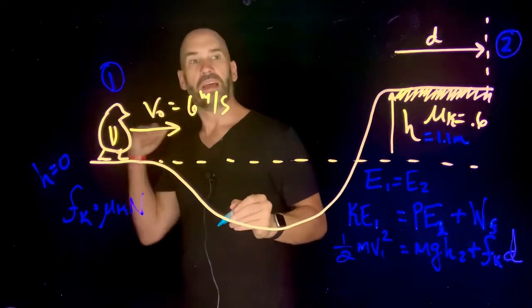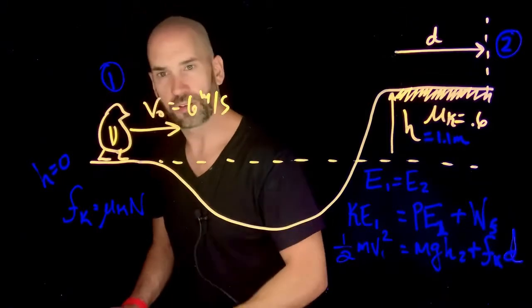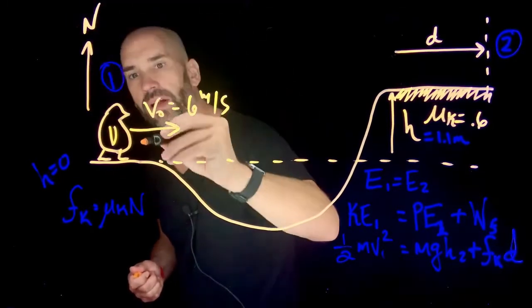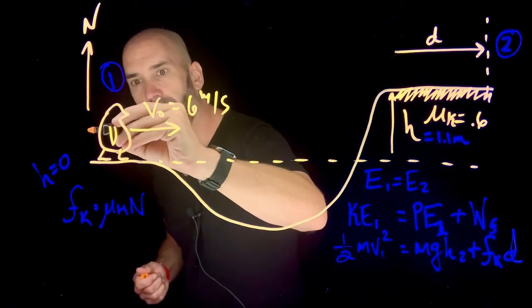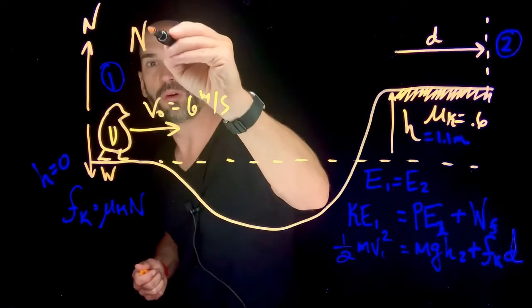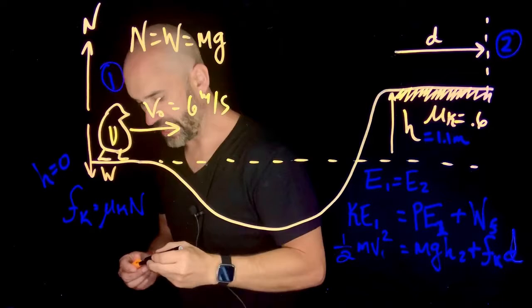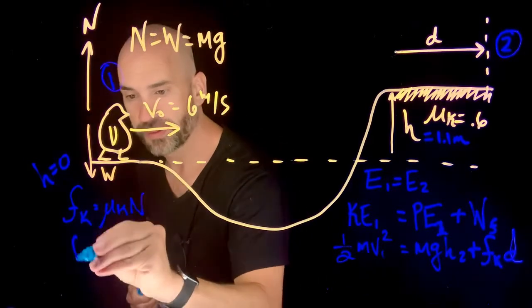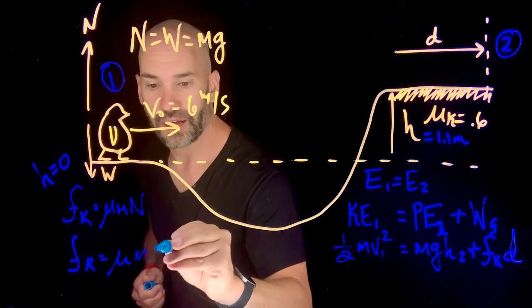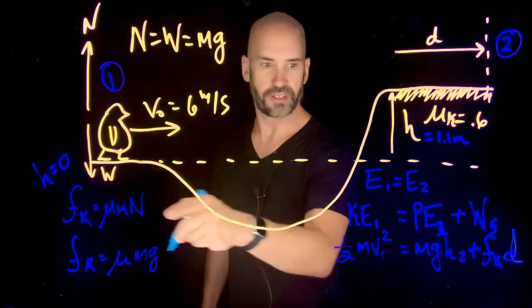And we also know there's no other forces acting on the object, so we have, let me use another color here, normal force pointing up, right? And we have weight going down. So this is one of those cases where the normal force is equal to the weight, which is equal to mg. Okay? So we can say that the frictional force is mu times m times g. Okay? So let's go ahead and substitute that in.